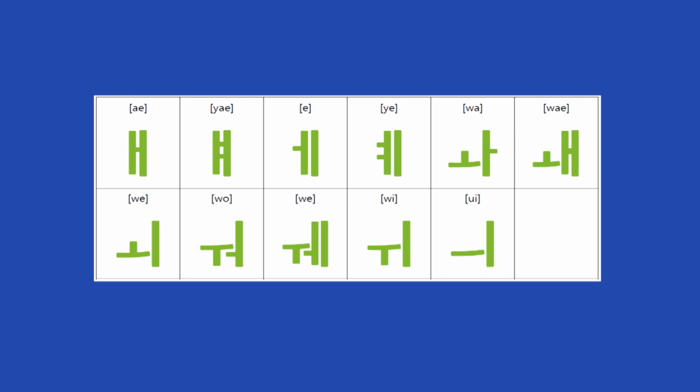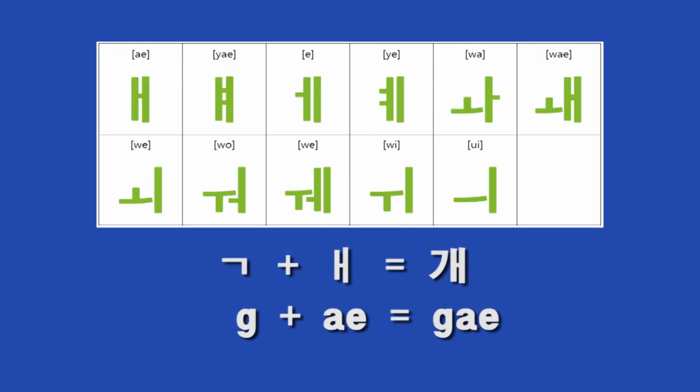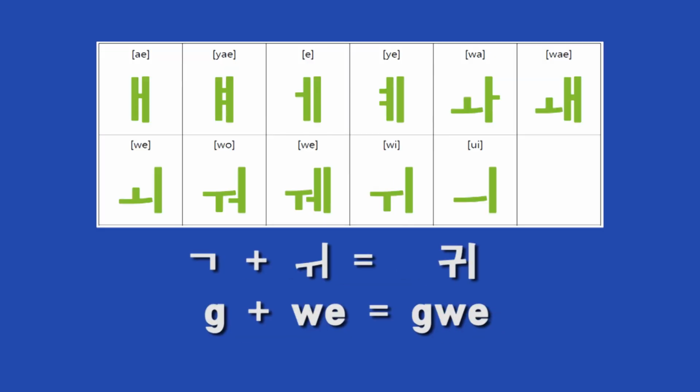So let's combine with the consonants. K and e, ke. K and we, right? K, u, i, kui, which means ears in Korean.